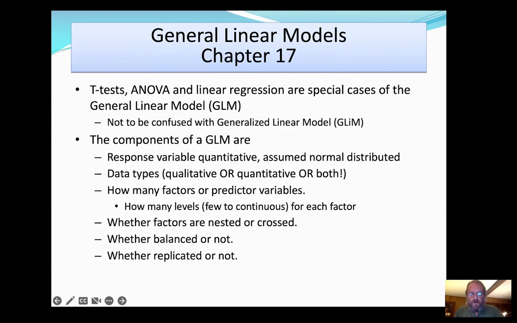Since we can have quantitative predictors, that means we can build in our ANOVA designs: factors are nested or crossed, the design is balanced or not, replicated or not. So the general linear model is just that. It can handle far more situations than you're likely to need to design and analyze experiments.